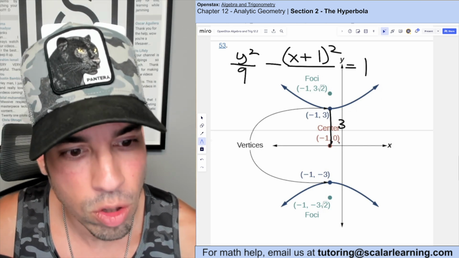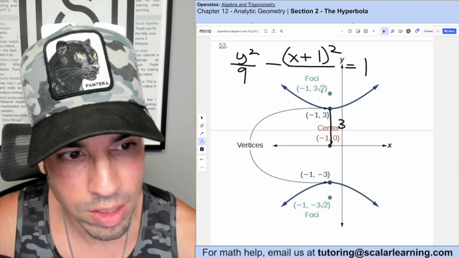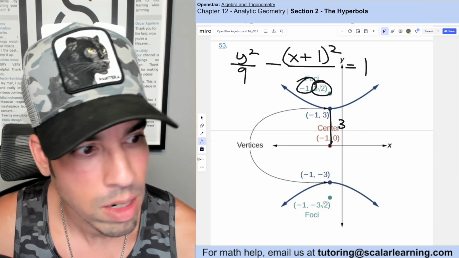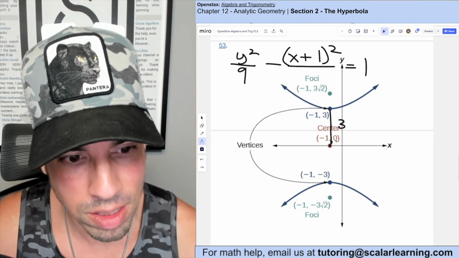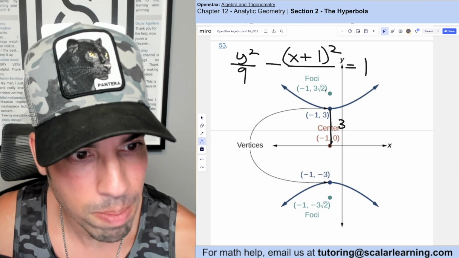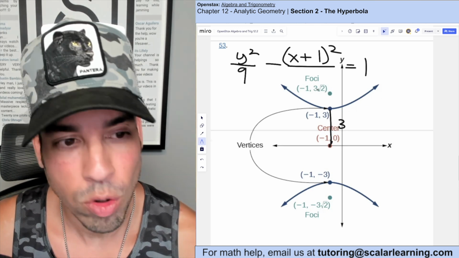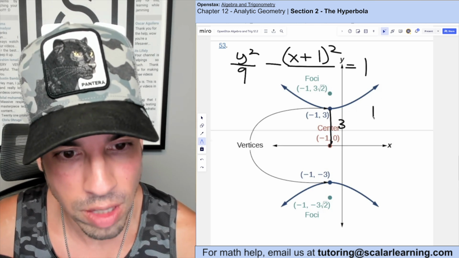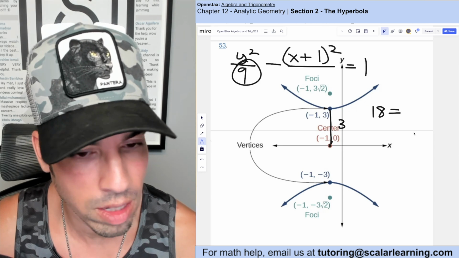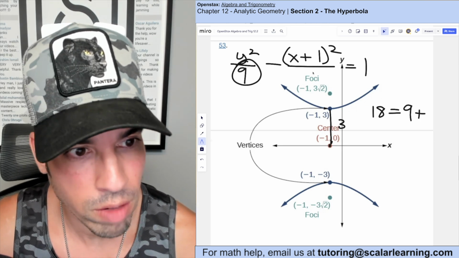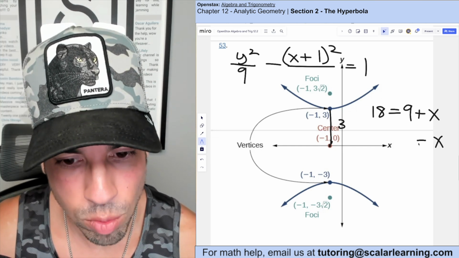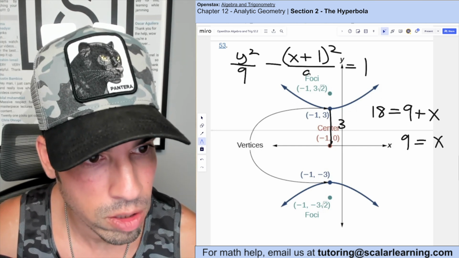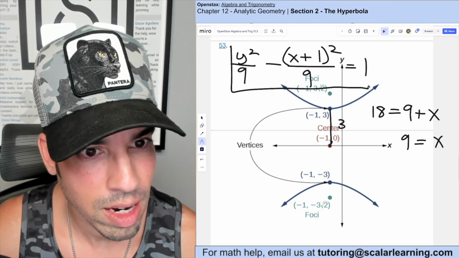Well, I don't have that nice box, right? But I do have a foci, right? And the foci is at negative 1, 3 root 2. And that's from the center. Okay, I've gone up by 3 root 2. That's my c value. So if I square that, that's 9 times 2, which is 18. It's going to equal this, right, plus whatever goes under here. Let's call it x. And since 9 plus 9 is 18, x equals 9. We got a 9 under here as well. And that is how you do it.